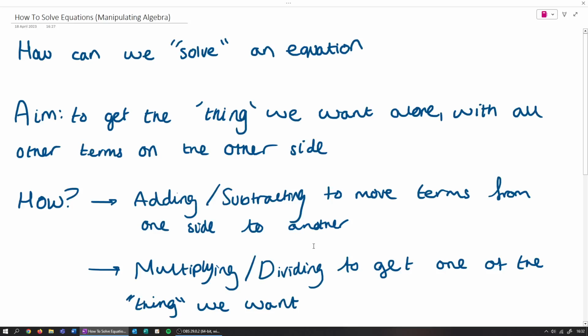I'm just going to make this video on how to solve an equation. This is a really important topic to be able to know for GCSE, and once you get it, it becomes like second nature. So, what does solving an equation mean?